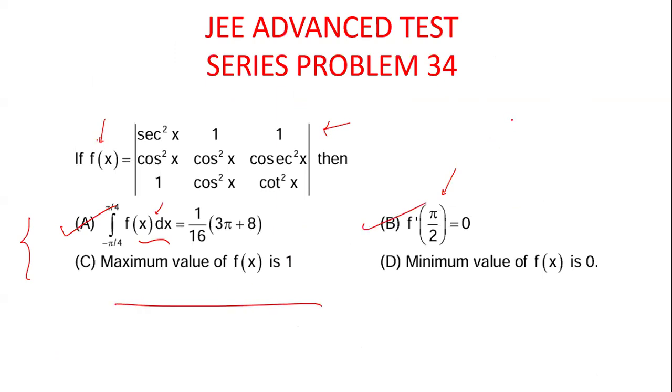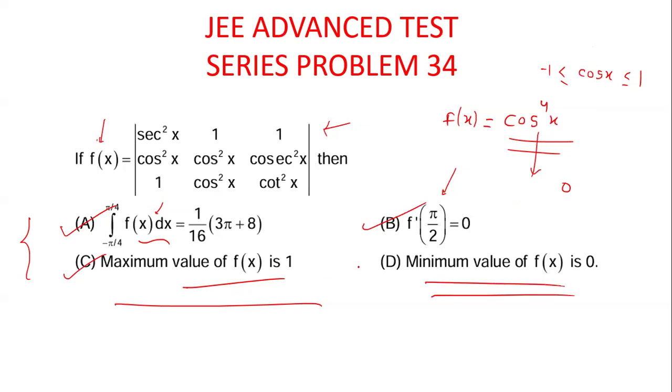So now you know we have this function f of x is equal to this. So C option is maximum value of f of x is 1. So we know cos x maximum value can be 1, and 1 power 4 is also 1. So this is also correct. And the minimum value of this thing can be 0, because cos x varies from minus 1 to 1. And here we have cos x power 4, so it will take only positive value, so the minimum value is 0. So in this way we can solve this.